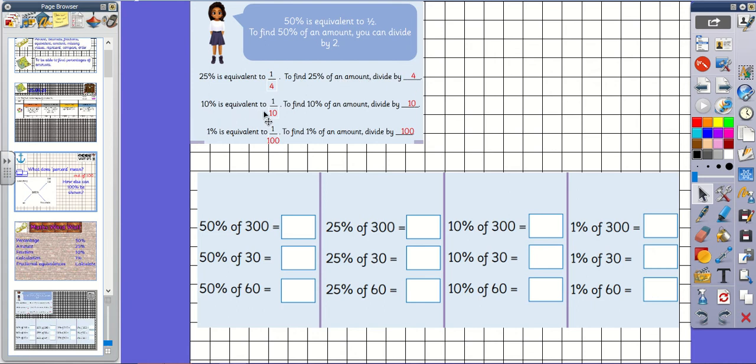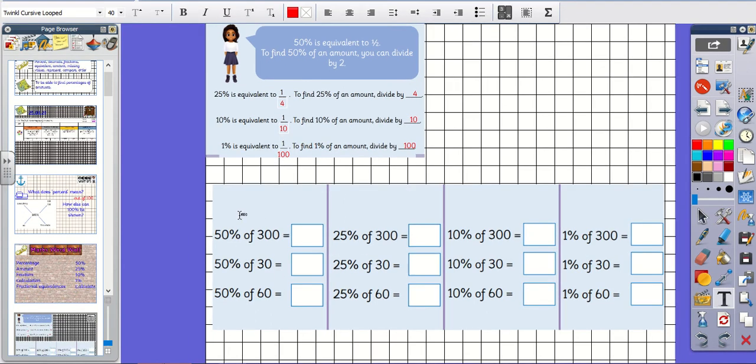10% is equivalent to 1/10. To find 10% of an amount, we divide by 10. And then 1% is equivalent to 1/100th. And to find 1% of an amount, we divide by 100. So I'm going to do one of each of these, and then you are going to pause the video and have a go at the other questions that are underneath.